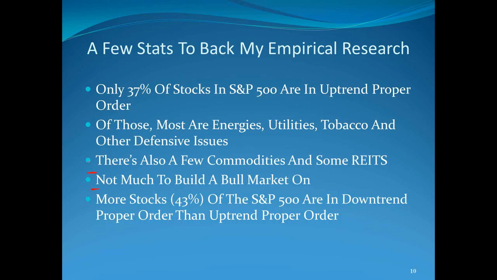But that's my way of saying that people tend to go towards these hard assets when the stock market gets questionable. So the point I'm trying to make is there's just not much to build a bull market on if you're looking at those P's and saying, well, we're just off of all-time highs, so that's a great thing. But you need to dig a little deeper, and you need to see what's actually driving the market, okay? Now, you say, okay, well, 37 or 35% are in uptrend proper order.